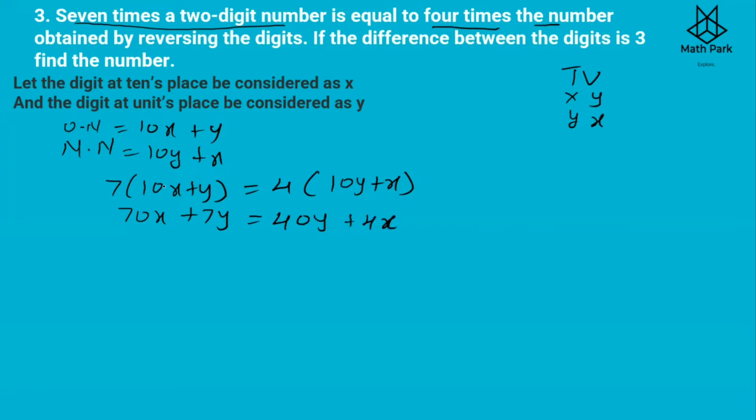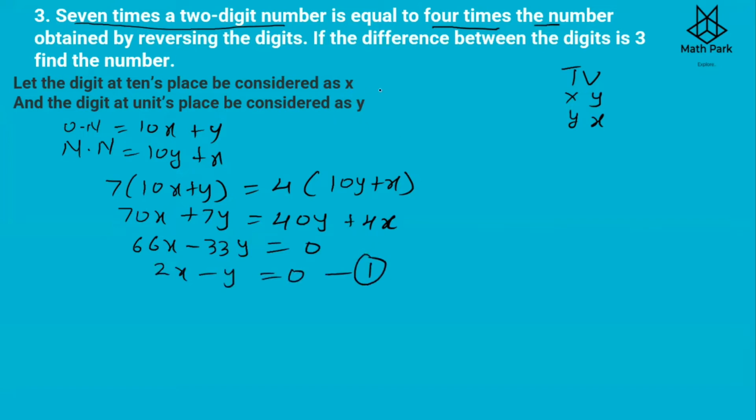If I bring the 4x here, 70x minus 4x, I get 66x. And the 7y, this 40y comes here. 7 minus 40, I get minus 33y is equal to 0. Dividing by 33, I get 2x minus y is equal to 0. This is my equation number 1.